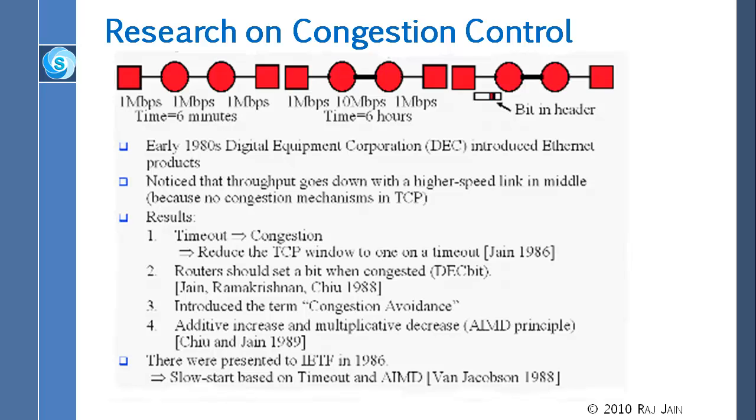That means that if you have a window of 100 and you lose a packet, you change your window to 1. So that was the first 1986 publication.